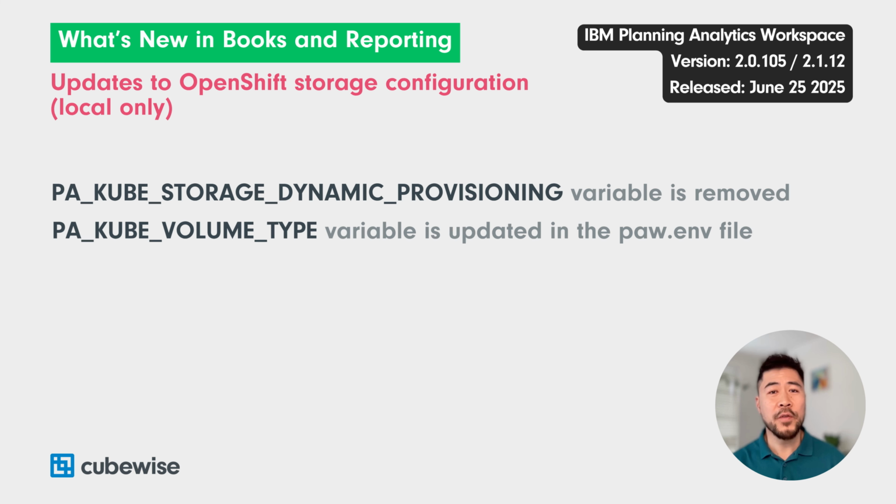Storage configuration for OpenShift deployments is streamlined with automatic handling of these key environment variables. These adjustments simplify maintenance and reduce manual configuration efforts. This applies to the local deployments of PAW.